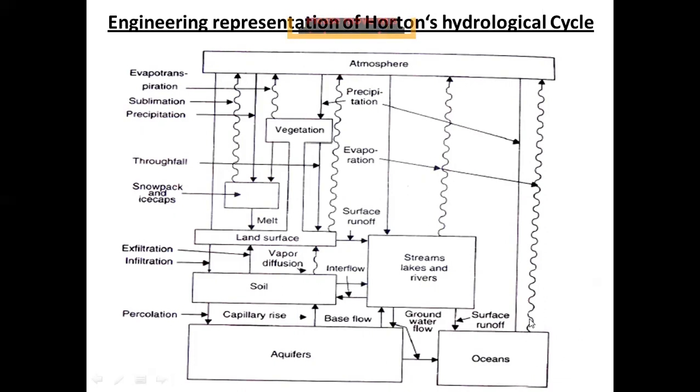Then it gets evaporated from the oceans, streams and lakes, and from the land you can see all these are precipitation and evaporation. So this bold line indicates precipitation and this indicates evaporation. Okay, so again it is the same, but the representation is different.